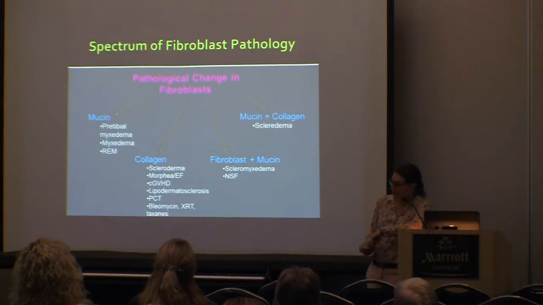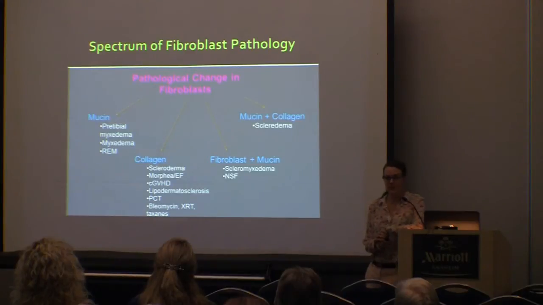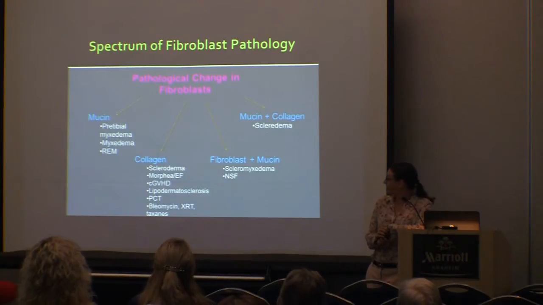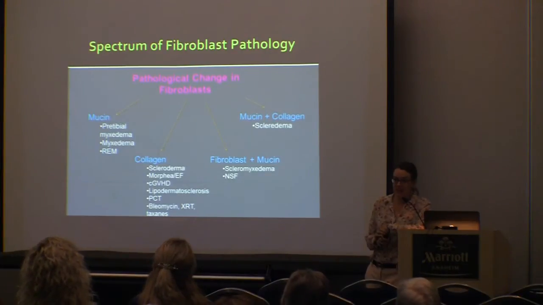The second thing to be aware of is this entity here called GVHD, which is graft versus host disease. Interestingly, this is something that people get usually after a bone marrow transplant. Several years after their bone marrow transplant, they can actually get skin lesions that look very much like Morphea or Scleroderma, but in fact it's related to their bone marrow transplant. The other entities here are rare. There's a type of porphyria that can cause thickening and hardening of the skin.